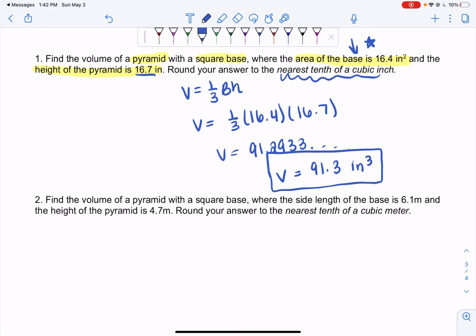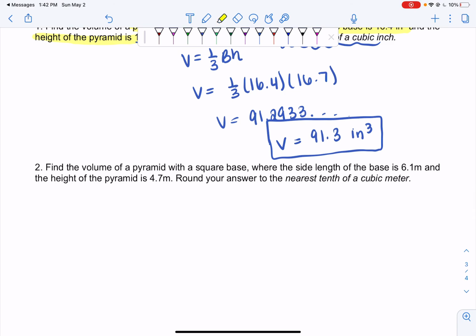Our final question. Find the volume of a pyramid with a square base where the side length of the base is 6.1 and the height of the pyramid is 4.7 meters. Round your answer to the nearest tenth of a cubic meter. So again, I'm dealing with a pyramid. It has a square base. The side length of that base is 6.1, so I'm saying it's a square. We know all the side lengths of a square are congruent. And the height of the pyramid is 4.7.